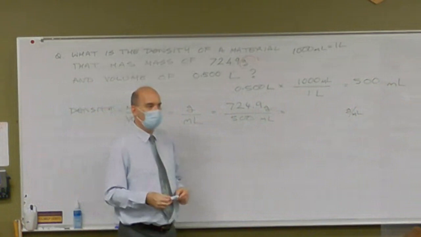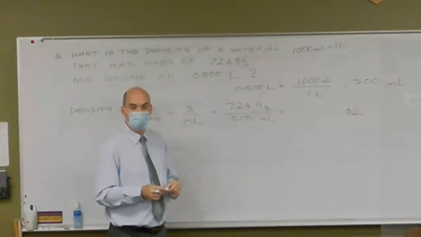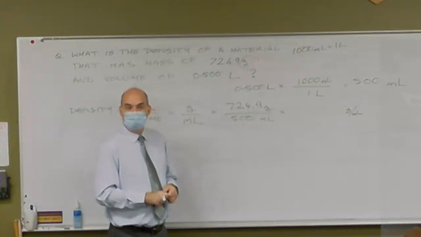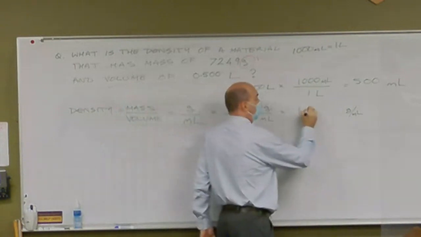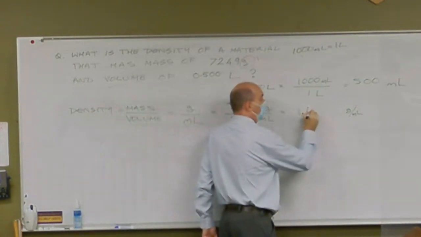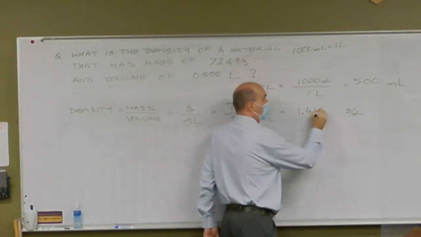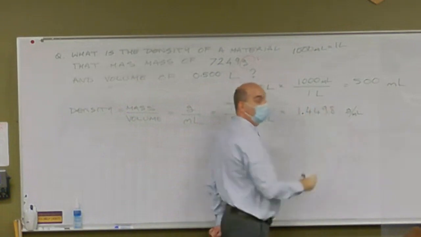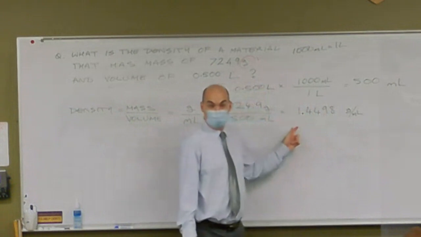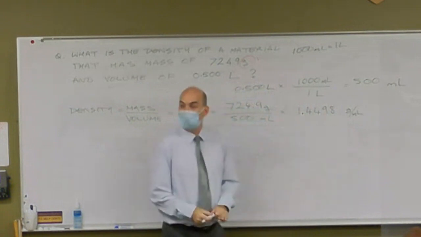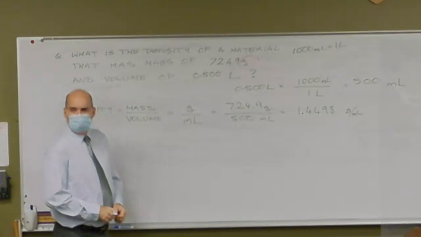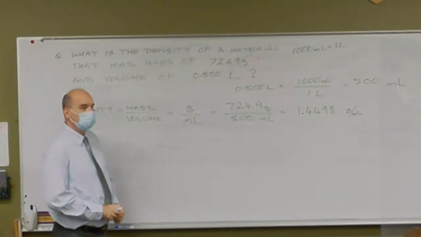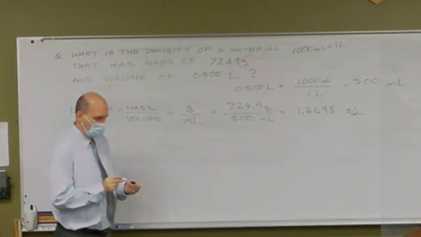724.9 divided by 500 equals, a bit louder, 1.498. I'm glad that you gave me lots and lots of digits out of your calculator here. Anybody else get that number? Yeah, good. Reproducibility. All right.